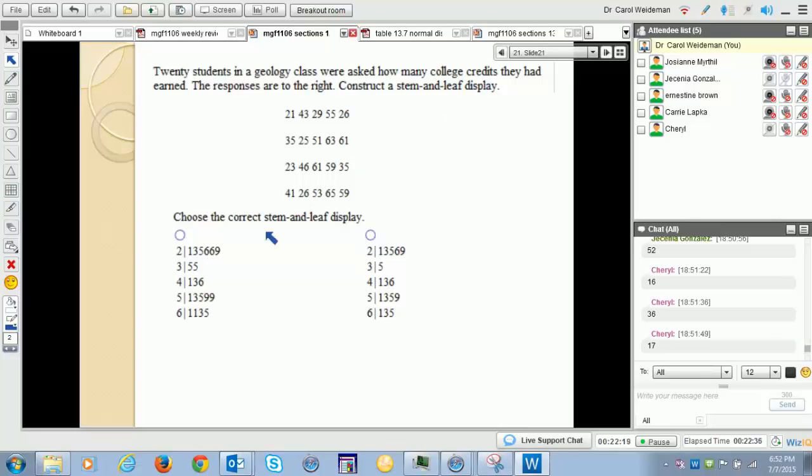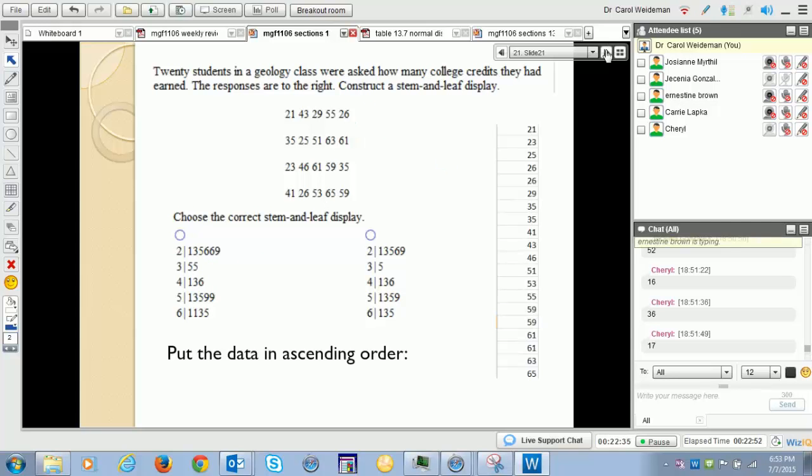The one thing to notice, this stem and leaf here is telling us there's data values of 21, 23, 25, 26, and 26. Are there two 26s here? Let's see. There's one here and there's one here. So this is the correct display right here. First thing I did was put them in order. It's a lot easier to see it that way.